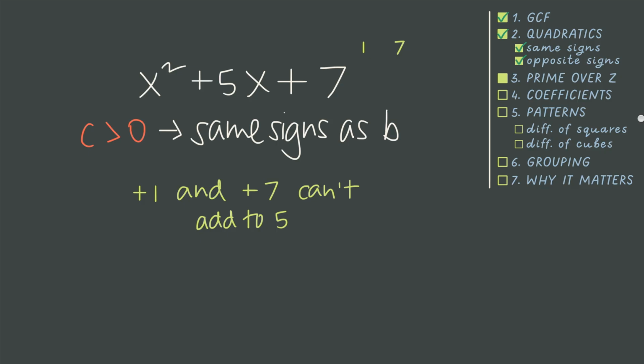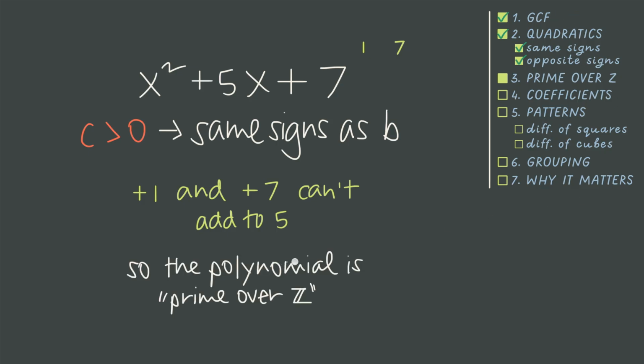When that's the case, as long as you've been following this framework, you haven't missed anything or done anything wrong. We say that the polynomial is prime over the integers. This little Z symbol stands for all integers. So if we're only going to use integers, we can't factor this quadratic, or we can't factor this polynomial. The only way we could factor it is by dipping into values that aren't integers or into the complex numbers, which we're not going to do here. So this polynomial is prime over the integers.